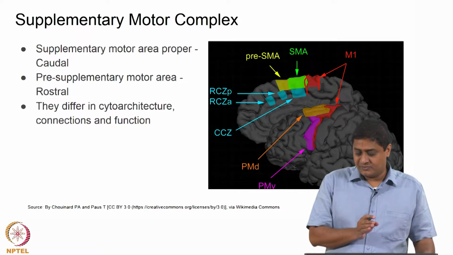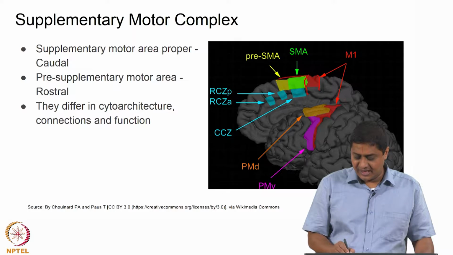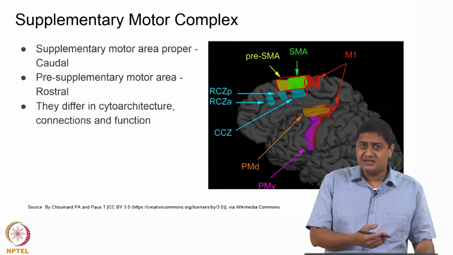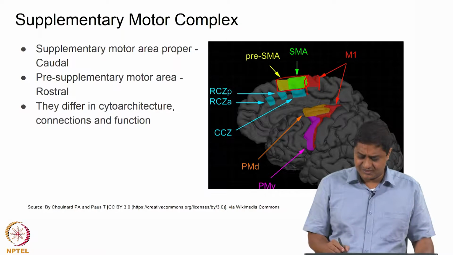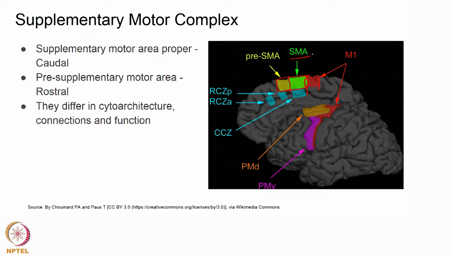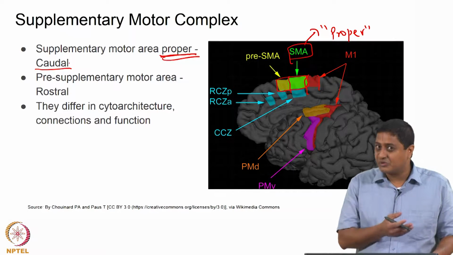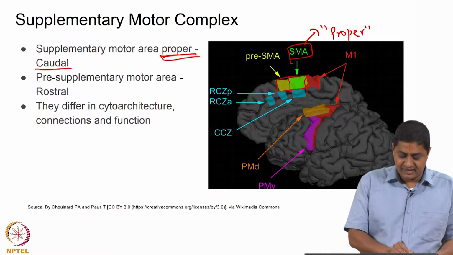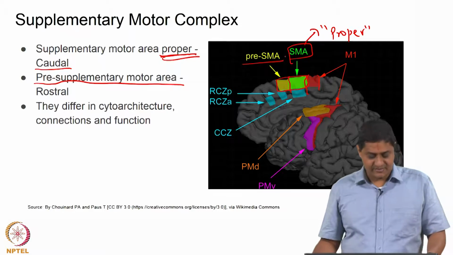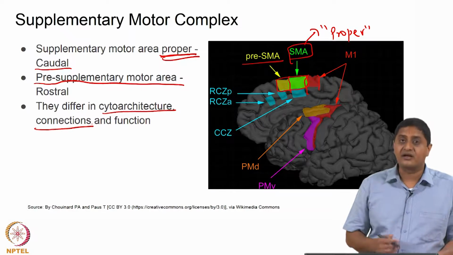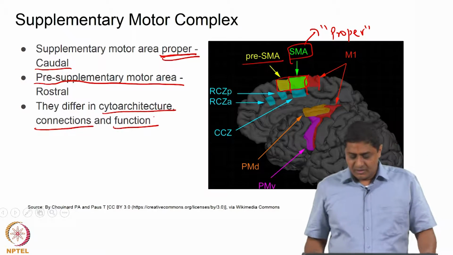Rostral to the primary motor cortex, you have an area that was earlier called supplementary motor cortex, but the cytoarchitecture of this area has at least two distinct sub areas within itself. Within the supplementary motor area, the more caudal of these two areas is the SMA proper, or the supplementary motor area proper, and the more rostral one is called the pre-supplementary motor area or the pre-SMA. Importantly, they differ in cytoarchitecture, they differ in connections. So, obviously, they also differ in functions.